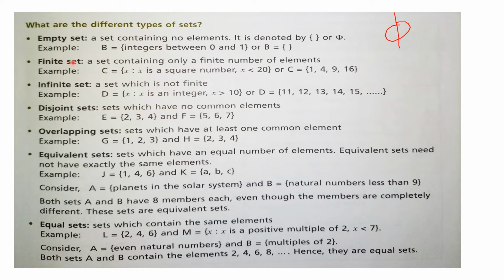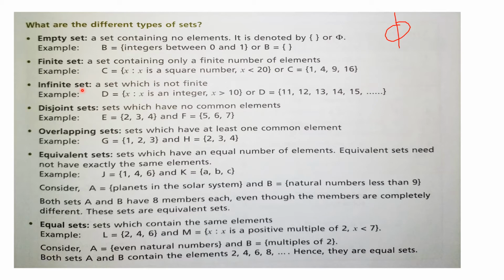Then next is finite set. So we can count the elements of a set. If we can count the elements of a set, then that is a finite set. For example, x is a square number less than 20, so we can count all the square numbers less than 20: 1, 4, 9, 16. So how many elements are here? 4. So yes, it is a finite set. And infinite set means that we cannot count the elements of that set.